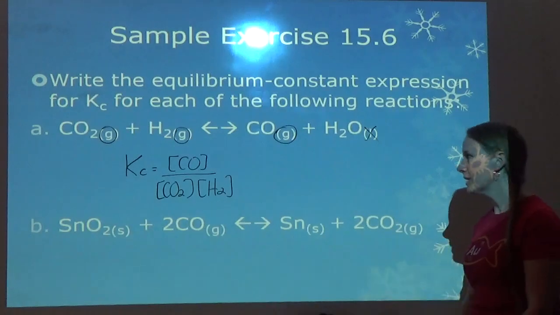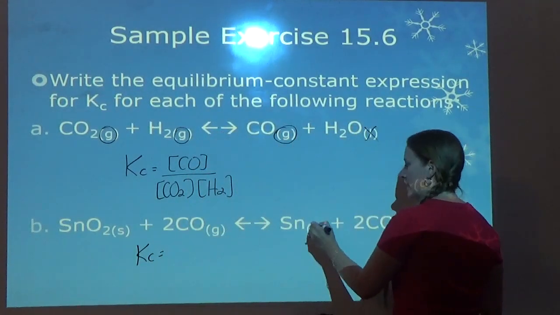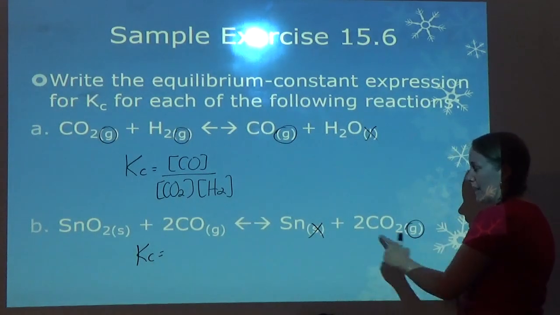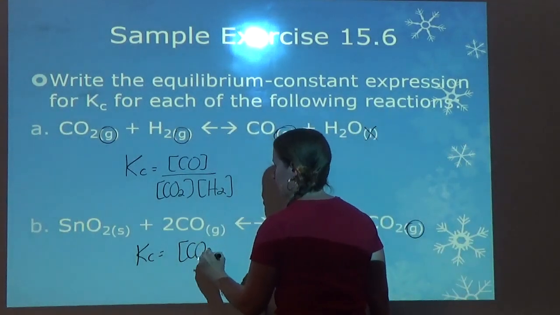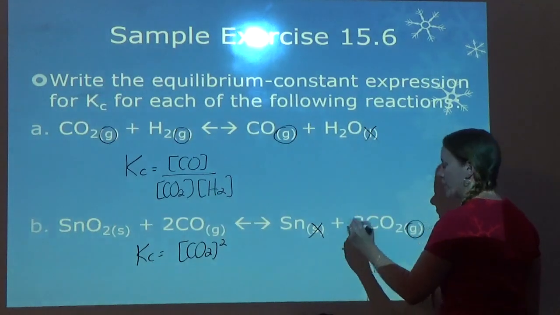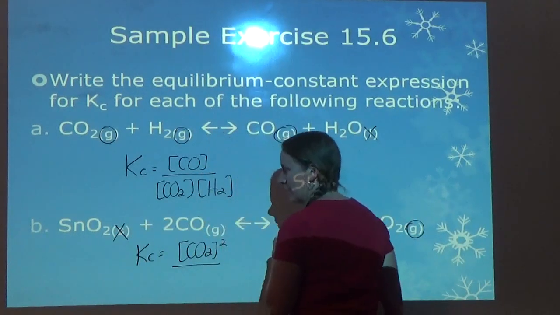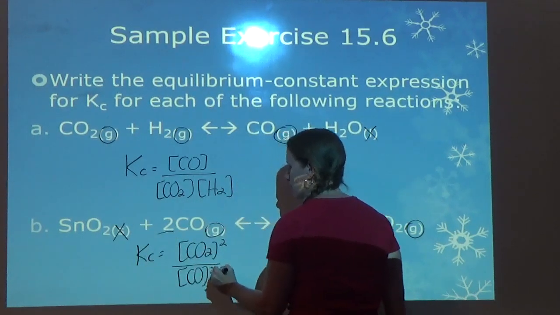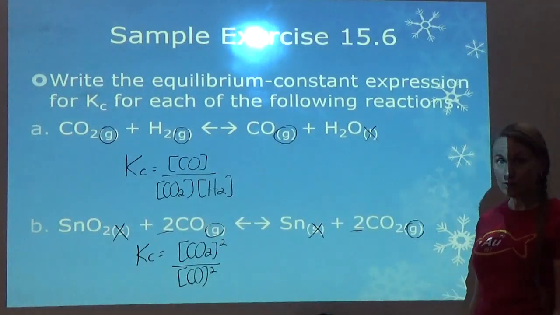All right, so let's look at our bottom one. So my K is products. I don't want to use this because it's a solid. I will use this though because it's a gas. So I'm going to do CO2, but I do have to square it because of the 2 right here. Over reactants. Well, this is a solid, so I don't want that. This is a gas, so I am going to use that, but I am going to square it because of the 2.